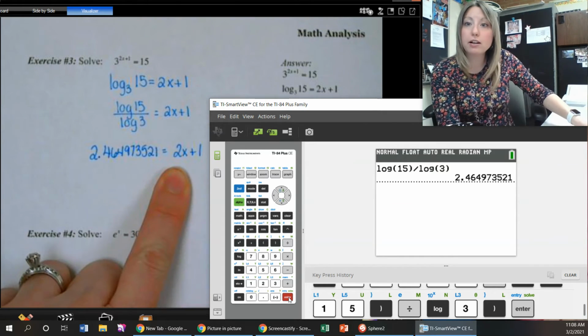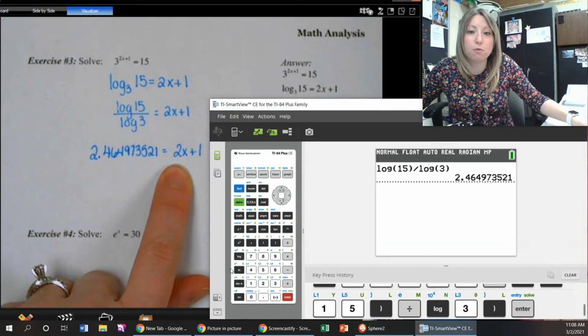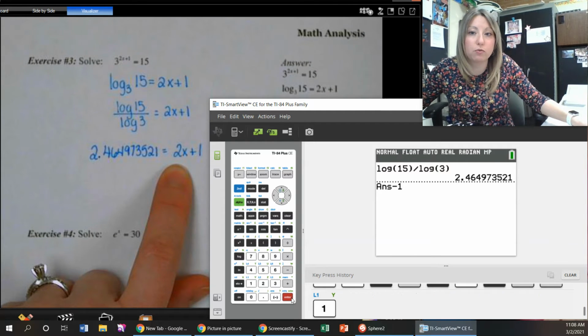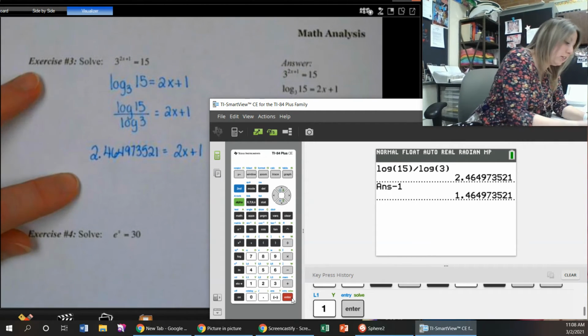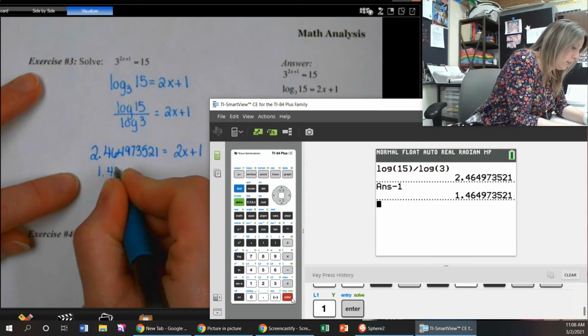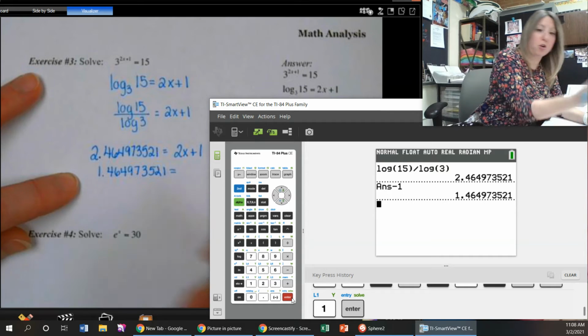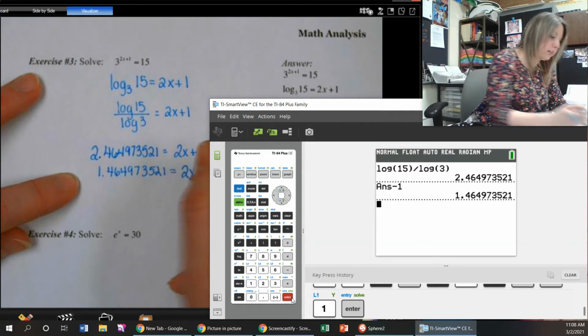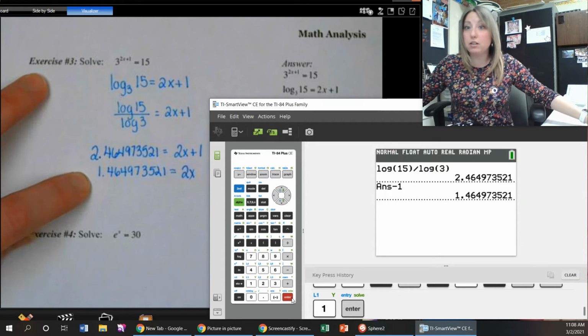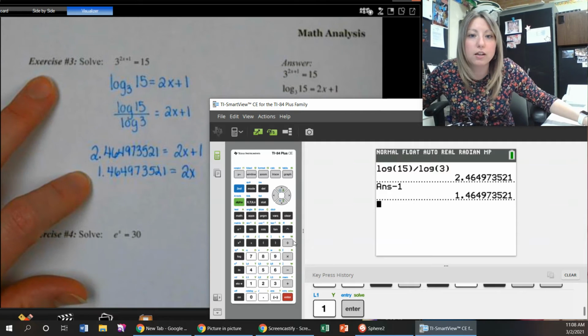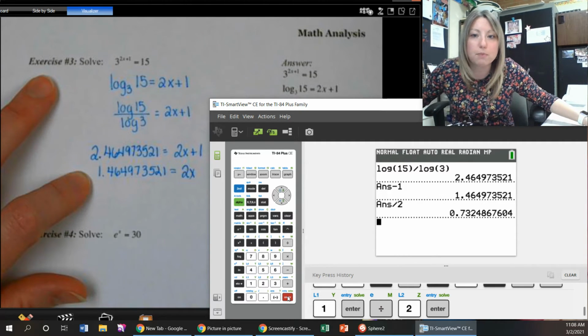What am I doing to get x alone first? I'm subtracting 1 from both sides. So let's subtract 1 from this value. Okay, so then this is what comes down to the next line. Obviously, we all could have done that in our heads, but it'll get more complicated here because now you've subtracted 1 from both sides. Now we need to divide both sides by 2 to get x alone. So just take this answer and divide it by 2.